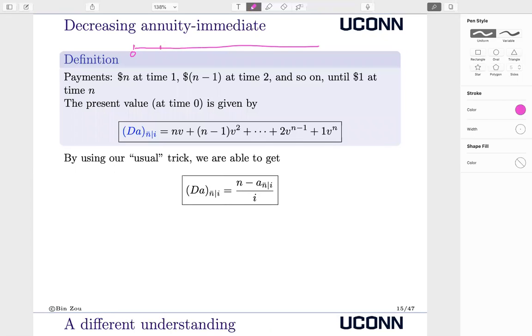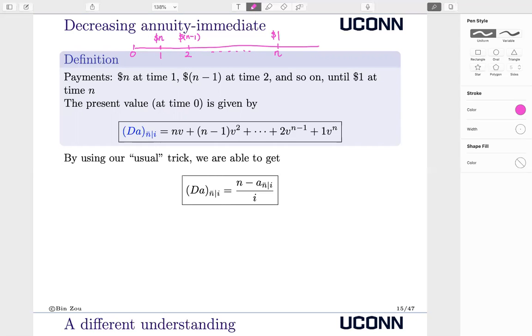So the first payment will be at time 1. You begin with the highest value you will receive, which is n dollars. At time 2, you get n minus 1. So you see the size of the payment just goes down from n to n minus 1. You continue until at time n, at that time, you're going to receive $1. So we reverse the order, right?